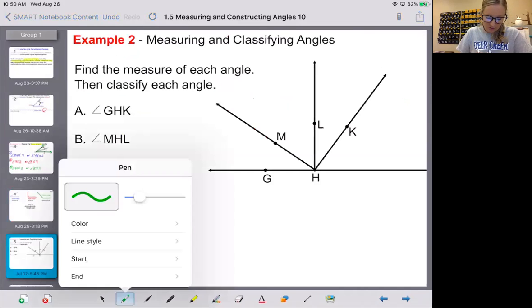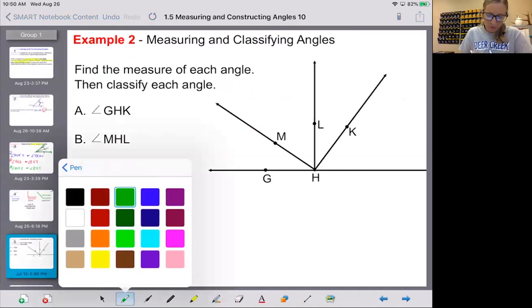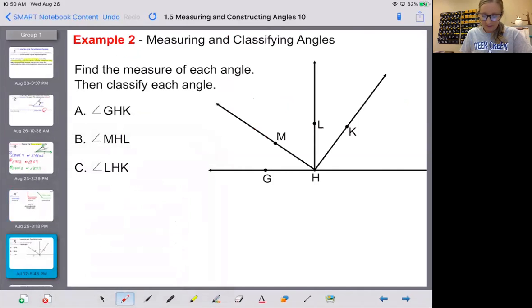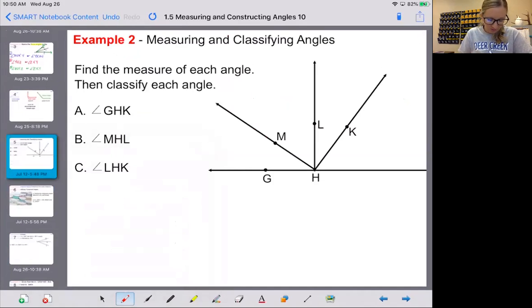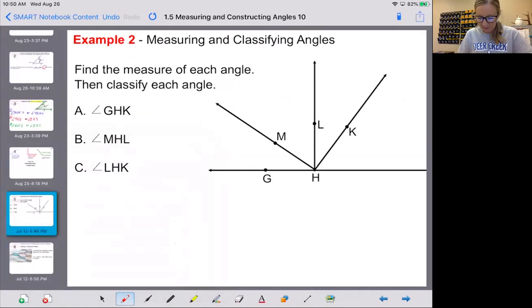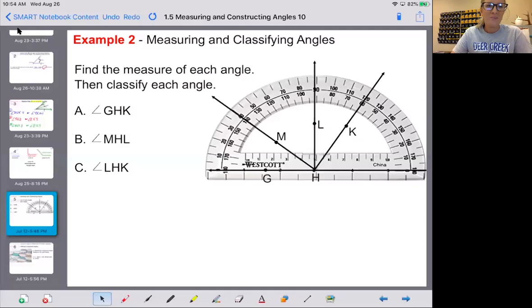So in this example, it says to find the measure of each angle and then classify it. So what we're going to do is first figure out what the angle measurement is, and it looks like I'm missing my angles here. Okay, let me pause this and I'm going to fill these in for us and then we'll come back. Okay, so I got us a protractor on here. So hopefully that'll help us find some angles now.